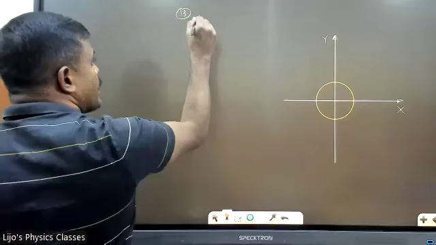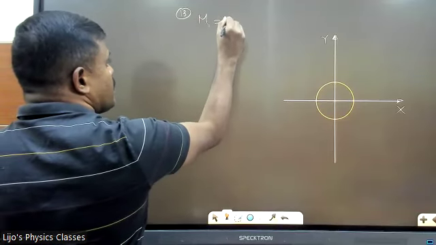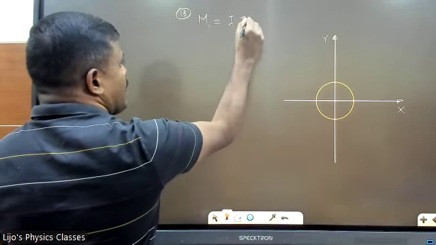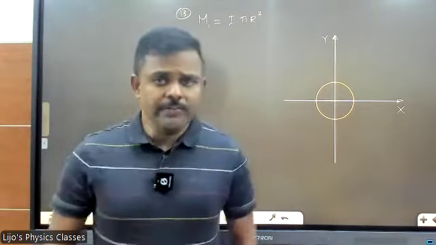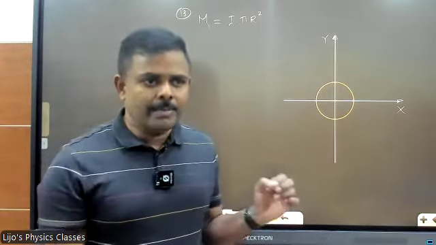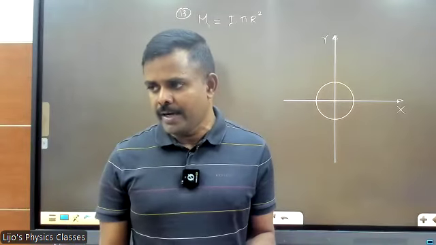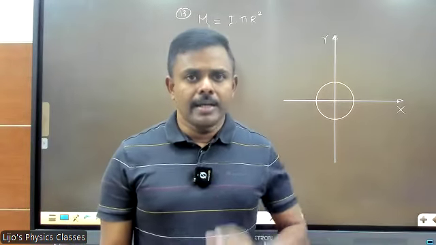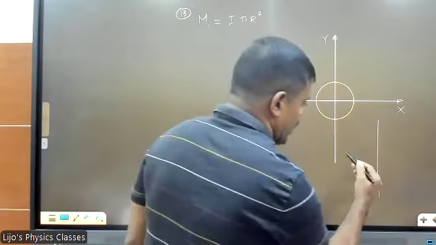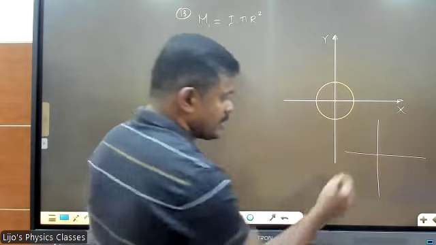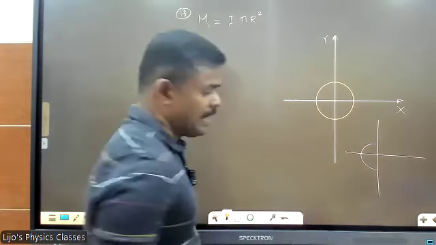Question number 13. Can you tell me what the magnetic moment is? Magnetic moment is given by I into area. Am I correct? Don't you remember? That was the very first question we did today. Magnetic moment is given by I into area, I into pi r square. Now you're going to split this, break this ring into two, like this. Half the ring will be kept there itself.